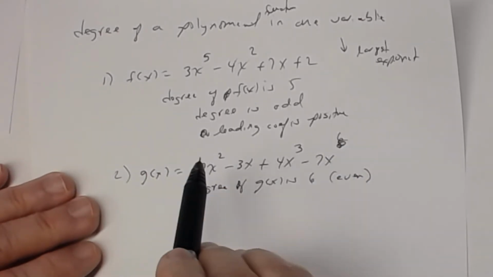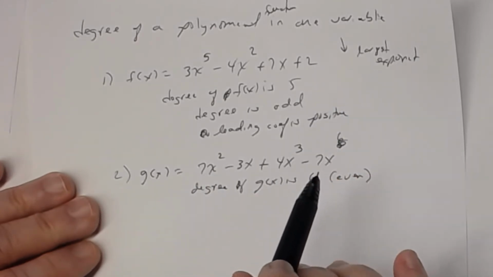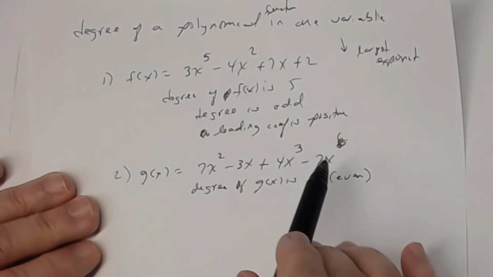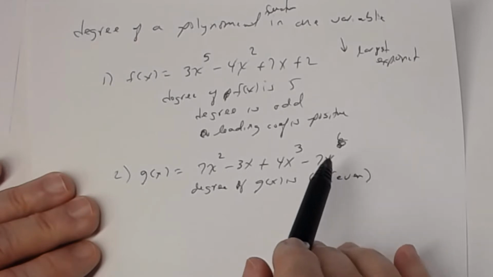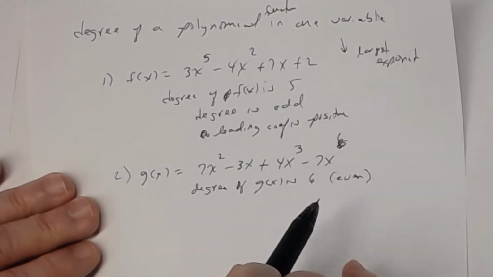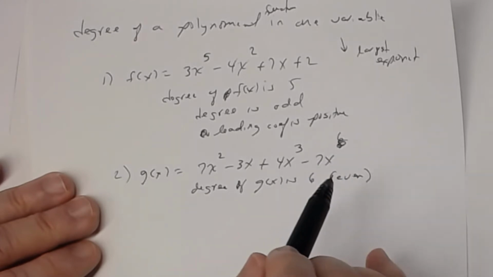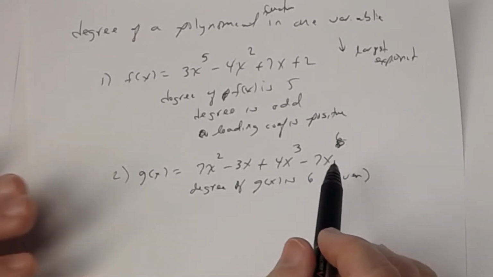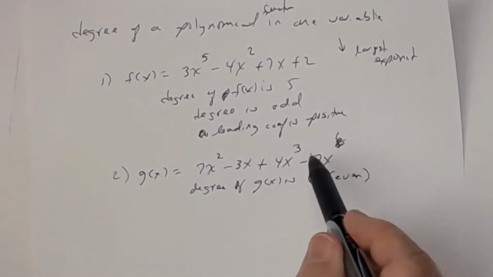Remember, leading term doesn't always mean the first. Your leading term is the term that has the largest exponent in one variable. Okay, so I need to be careful when I say that. So the leading term is a term that has the largest degree. We put the word degree. That has the largest degree.